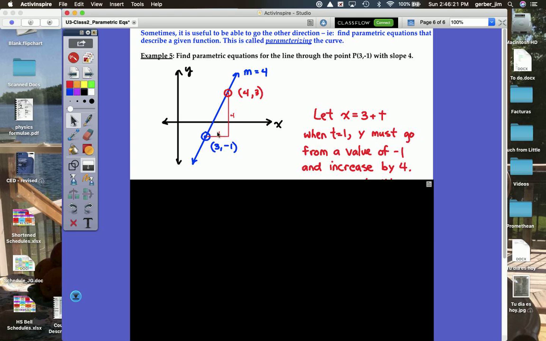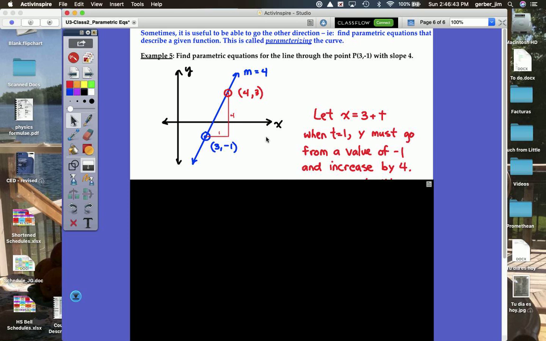Well, I start by just making something up for x. Let's let x equal 3, because that's where it starts, and then just say 3 plus t. In other words, as time gets bigger, x gets bigger according to 3 plus t. When t equals 1, x is going to be 4. When t equals 2, x is going to be 5. When t equals 3, x is going to be 6, and so on and so on.